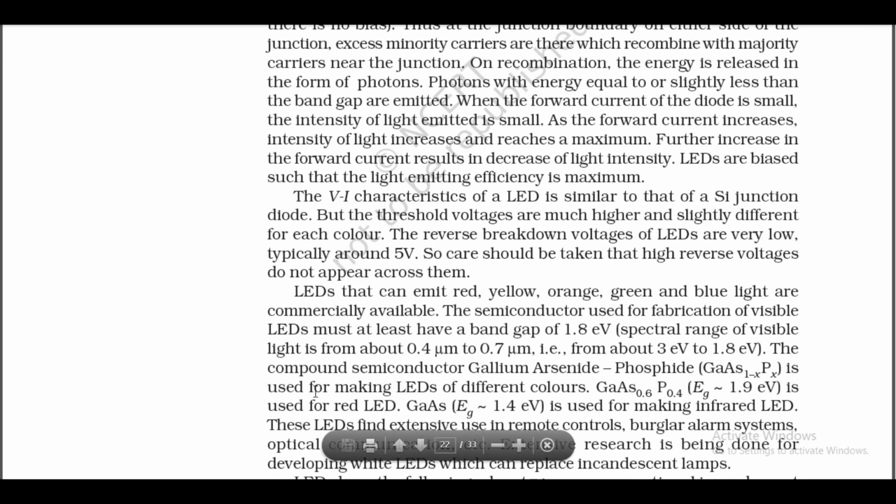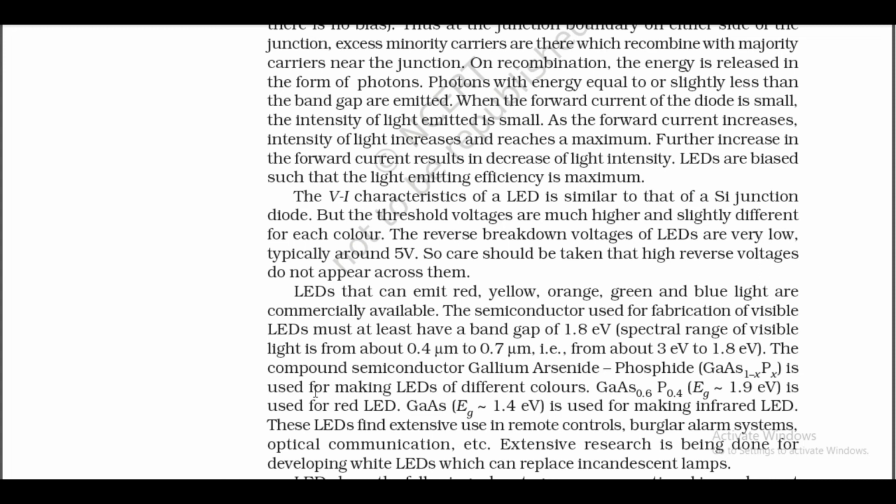LEDs that can emit red, yellow, orange, green and blue light are commercially available. The semiconductor used for fabrication of visible LEDs must at least have a band gap of 1.8 eV. The spectral range of visible light is from about 0.4 μm to 0.7 μm, that is, from about 3 eV to 1.8 eV.